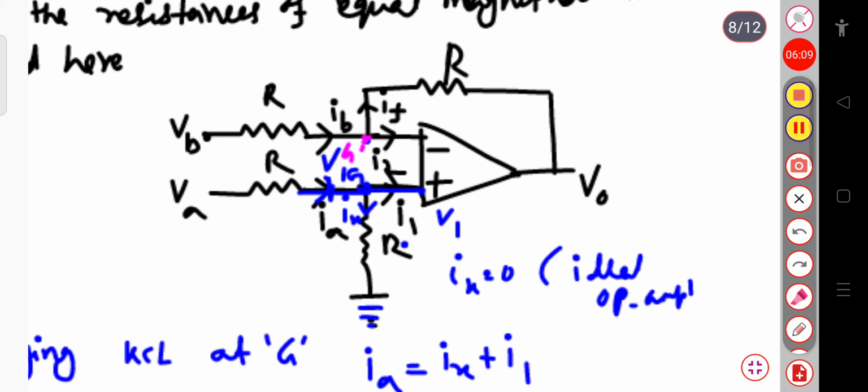Also, for the ideal op-amp, we can consider this I2 to be 0, because there will be no current flowing through the operational amplifier, and this is always true. Since the input impedance is infinite, or the voltage gain is infinite, you can consider that the current through this op-amp is equal to 0. So simply I2 equals 0, or I can write IB equal to IF.